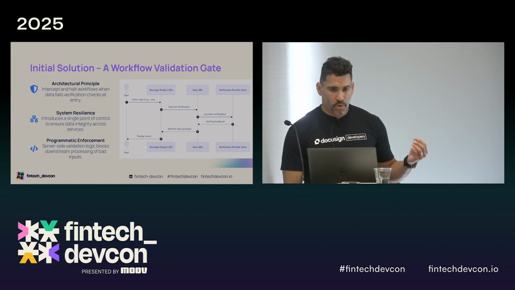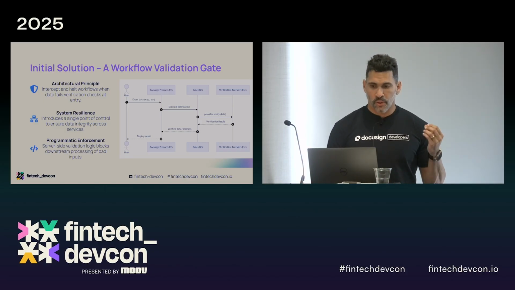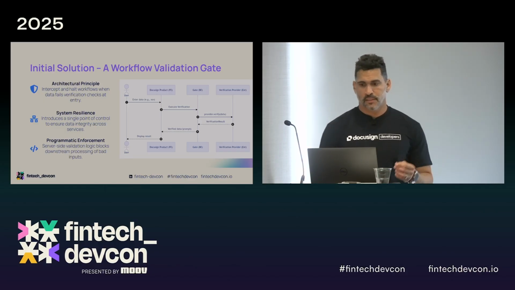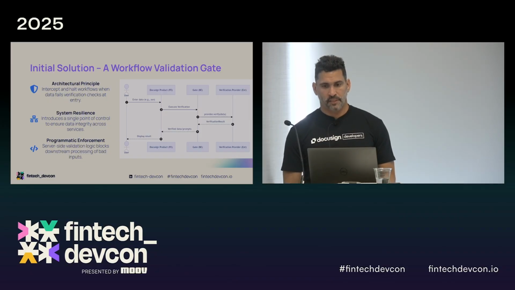This model gave us a programmatic enforcement point, right? A single reusable centralized control layer where all the data had to pass inspection. It was a huge step forward towards system resilience and drastically reduced the volume of downstream issues. But as we'll see soon, this solution actually had some limits on its own.